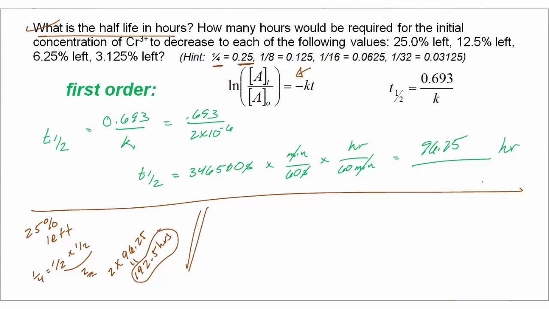Let's try it again. 1/8, which is 12.5%. That is equal to a half times a half times a half, right? That's 3 half-lives. So take 3 times 96.25. 96.25 times 3, you get about 288 to 289 hours.